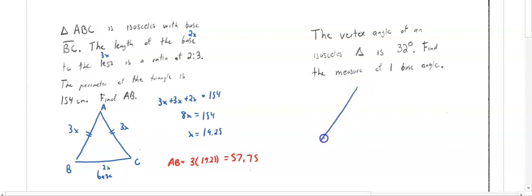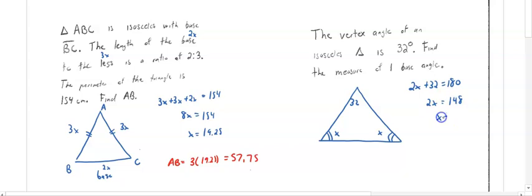In our next one, the vertex angle of an isosceles triangle is 32. Find the measure of one base angle. So in our triangle, remember that our base angles are congruent. We're looking for those, so we'll call them x. Our vertex angle is 32. So we know that together, 2x plus 32 has to equal 180 degrees. So we can subtract 32 from both sides, get 148. We divide by 2, so x is 74 degrees.